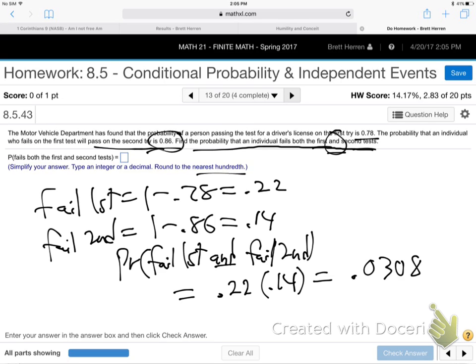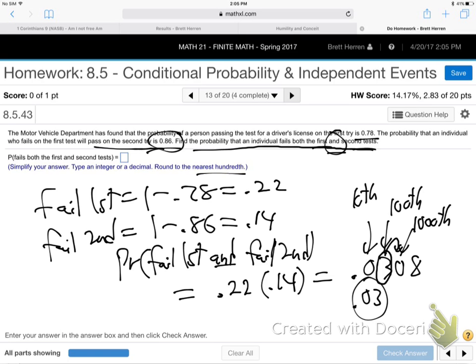It says round to the hundredth. Remember, you know how places go. The first one's the tenth place. Next one's the hundredth place. Then the thousandth place. So if they tell me to round to the hundredths, you circle the place they tell you to, and you look one to the right. If it's 5 or more, you go up. Otherwise, you leave it. So 0.03. There's a 3% chance that somebody will fail the first and the second test.